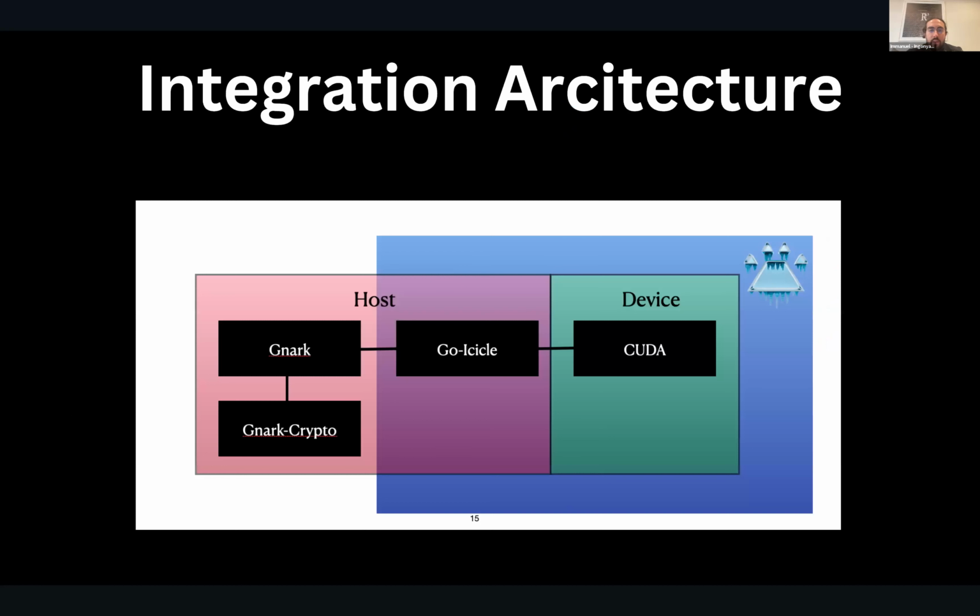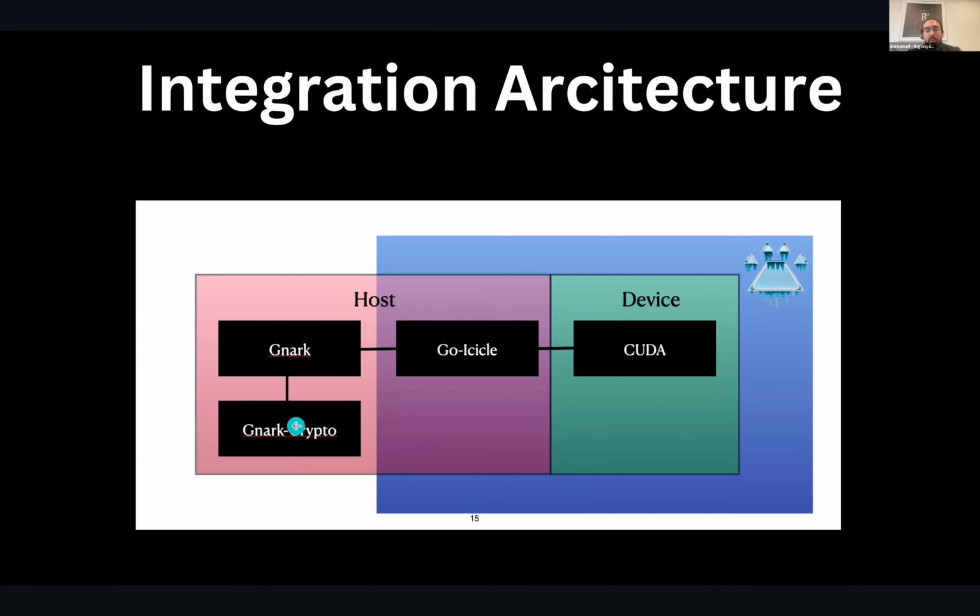So let's go over the actual architecture of our integration. On the host side, you have the original Gnark code, and you have Gnark crypto. Gnark crypto is a cryptography library developed by the Gnark team, and all the cryptographic operations occur in Gnark crypto. So you have elliptic curve operations here. You have MSM, FFT, different point operations, etc.